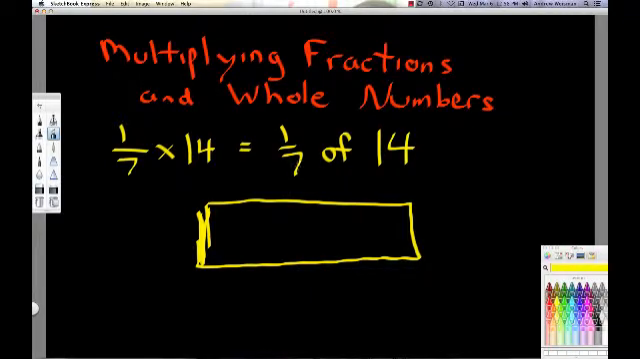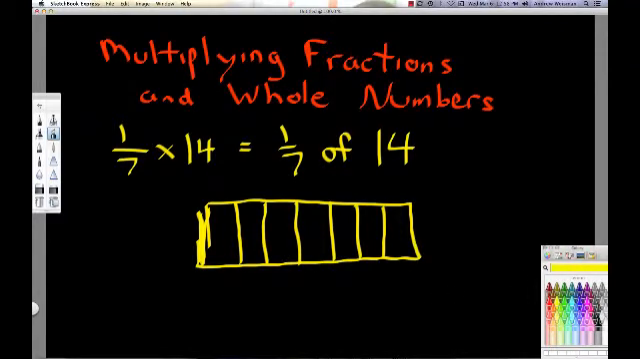So when I want to do that, I look at what the denominator is and I divide it up by one less. So I'm going to draw 6 lines. 1, 2, 3, 4, 5, 6. And you'll see how it gives me 1, 2, 3, 4, 5, 6, 7 spaces.